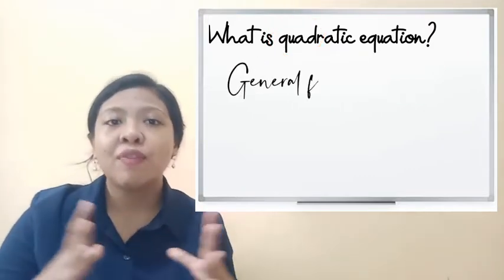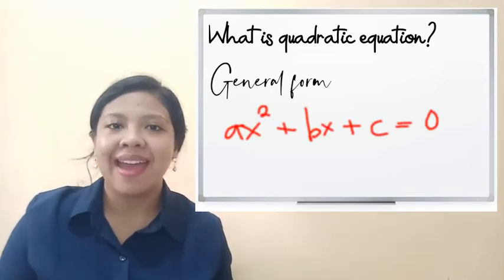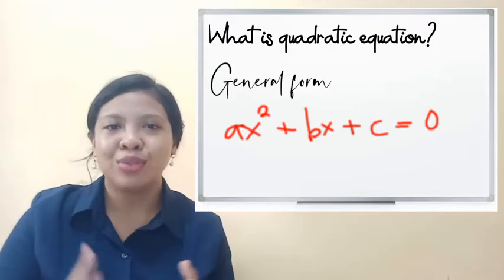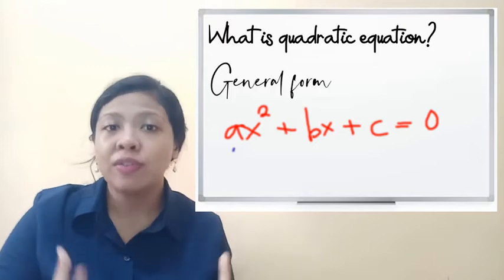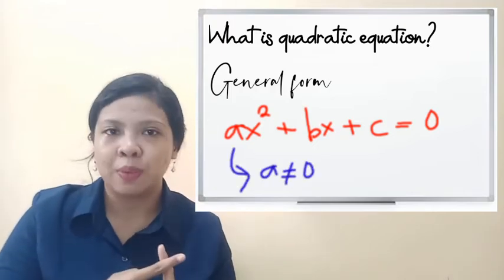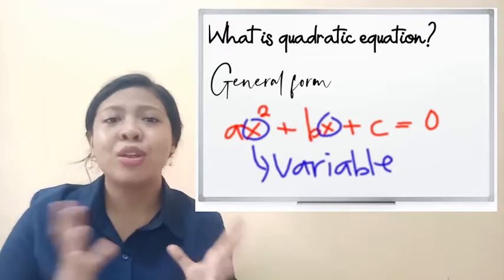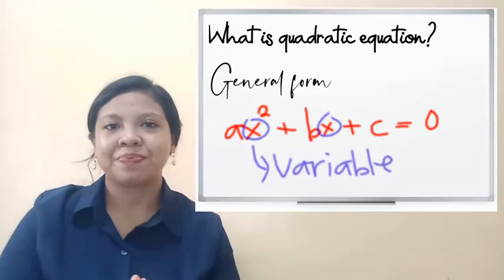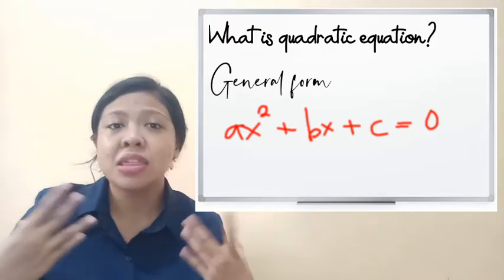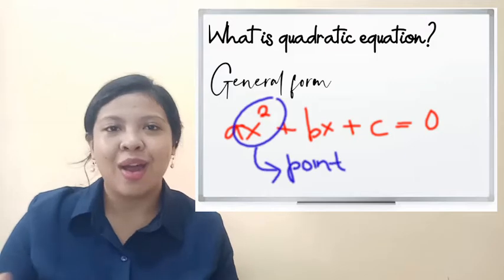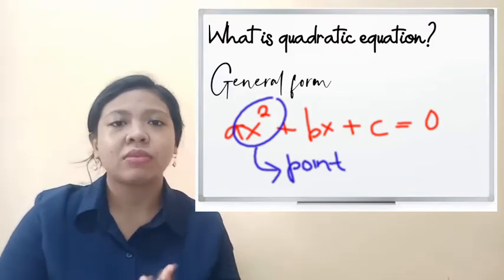So, the standard form of this equation is ax squared plus bx plus c equal to 0, where a, b, and c are known values and a cannot be 0. And x is called the variable, and we don't know the values of x yet. So, the point of a quadratic equation is the existence of a squared variable, or a variable that is powered by 2.